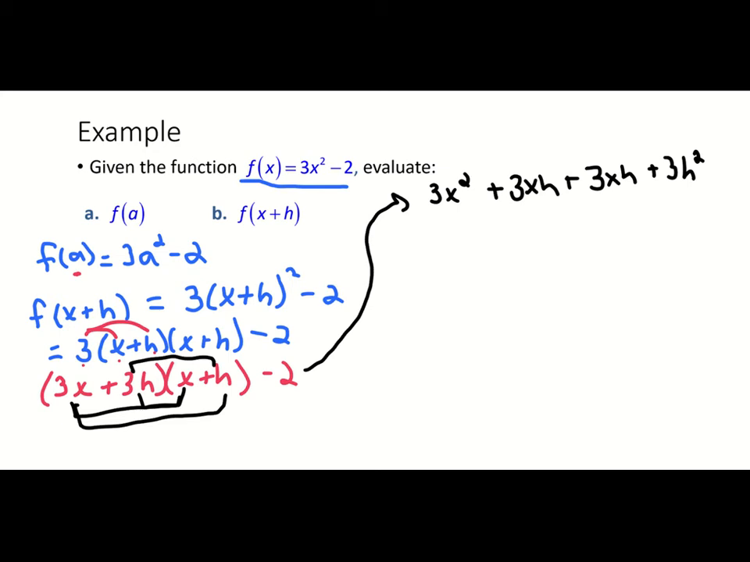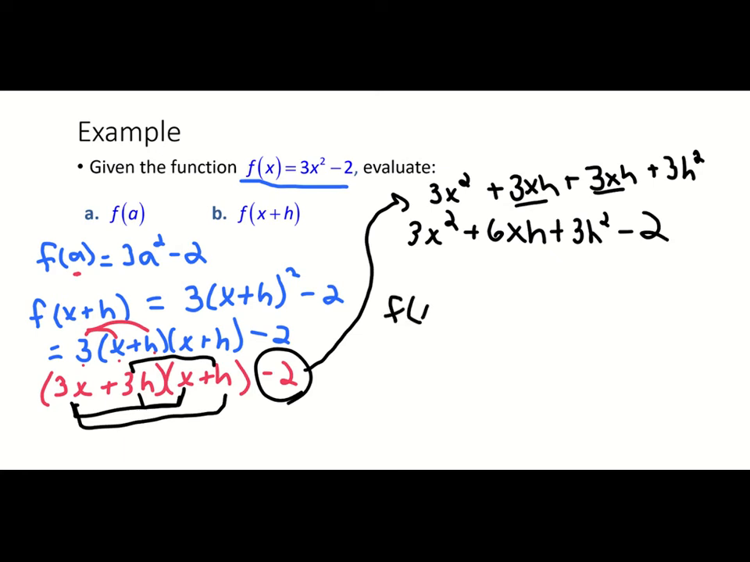We can combine like terms. So I'm going to have 3x squared plus, I'll combine these two, 6xh plus 3h squared. And then don't forget we had that minus 2 there, so I'm going to tack that on. And I can't do anything else with that. So f of x plus h is equal to 3x squared plus 6xh plus 3h squared minus 2. And again, there aren't any like terms here, so I can't combine it anymore, but I can leave it just like that.